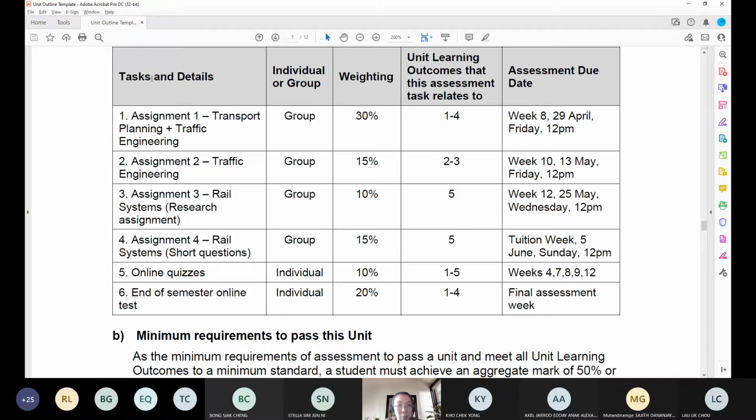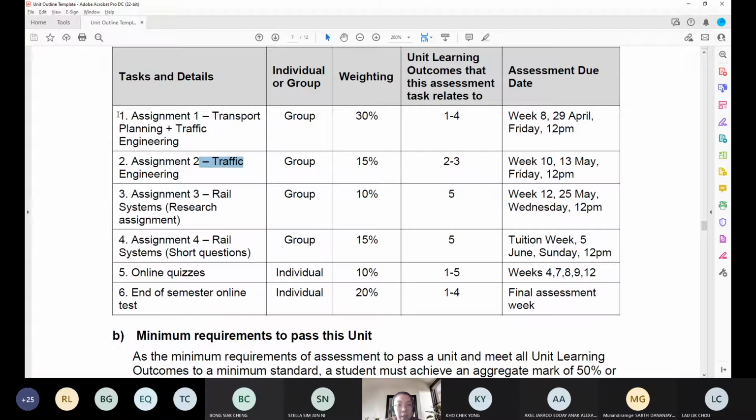Okay, so assignment 1, which is released in week 2, is on transport planning and traffic engineering, related to learning outcomes 1 to 4. And the assessment is due in week 8. Okay, and you have assignment 2, which is also traffic engineering. This is something to do with Sidra.